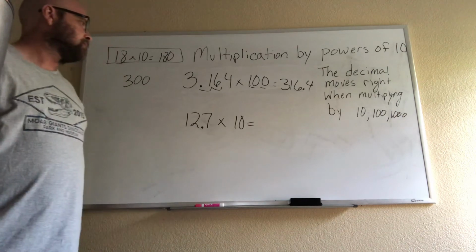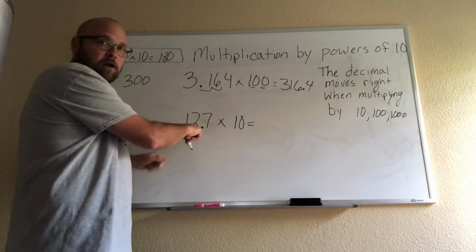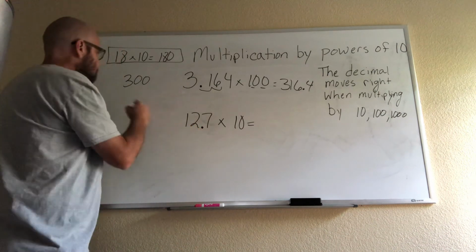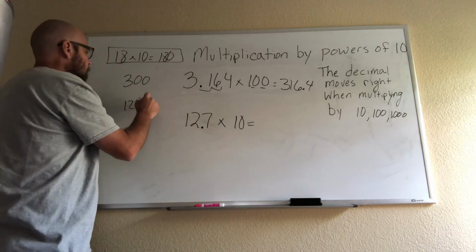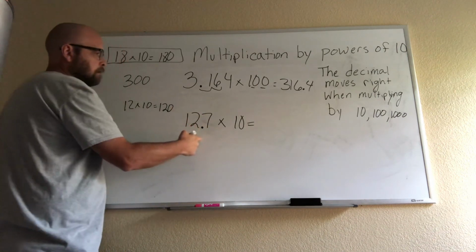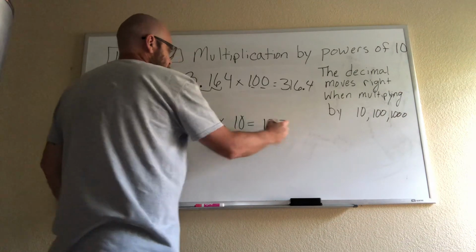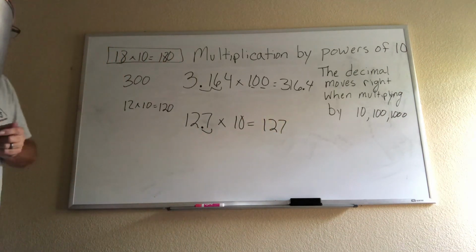12 and 7 tenths times 10. We want 12. If I multiplied 12 times 10, which you all could do, you know it equals 120. So my answer needs to be near 120. And when I move my decimal point, I'm going to get 127.